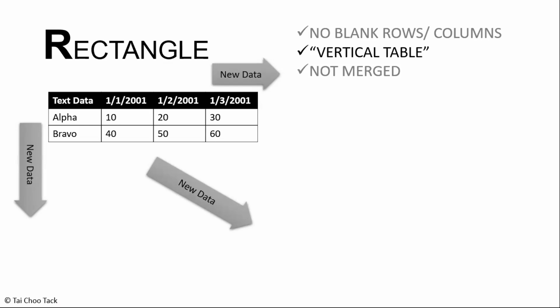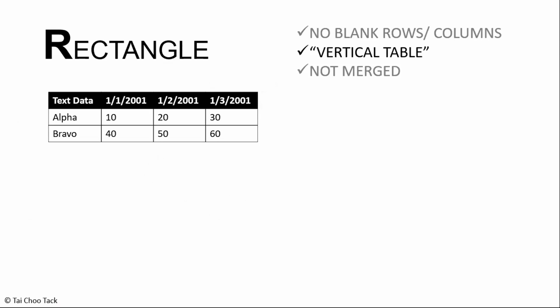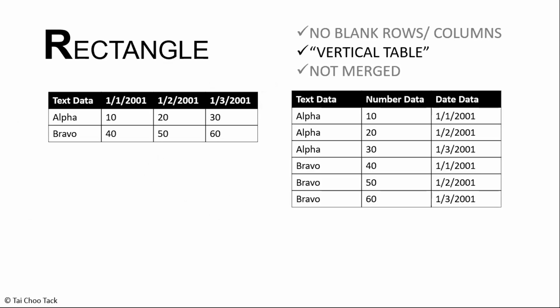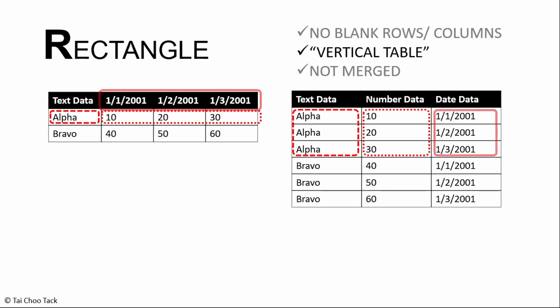So how to work around? We want to make sure everything goes vertically like this one. Alpha goes vertically. The date goes vertically. Whenever it has more data, it only goes towards the bottom. So that's called a vertical table.